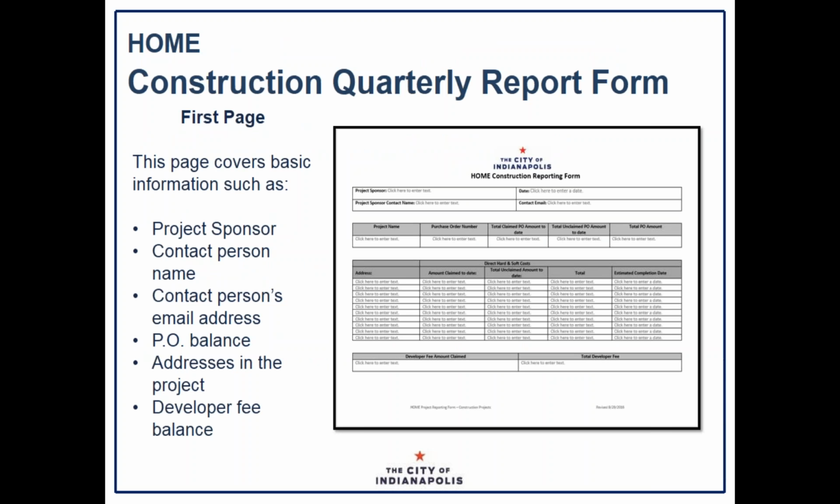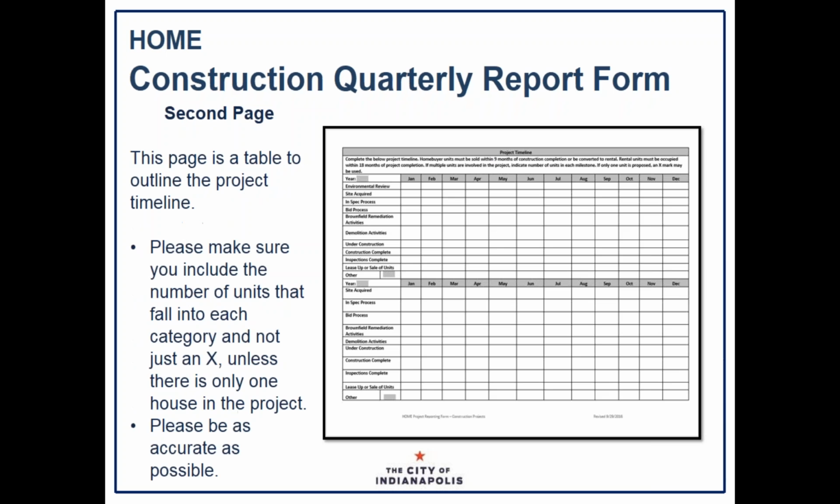All right, so this is the quarterly reporting, or the construction quarterly reporting form. This is the first page. This page just covers some of your basic information, like the project sponsor name, the contact person at the organization that we would contact regarding this report, their email address, things like your PO balance, the addresses that are in your project, and then just your developer fee balance.